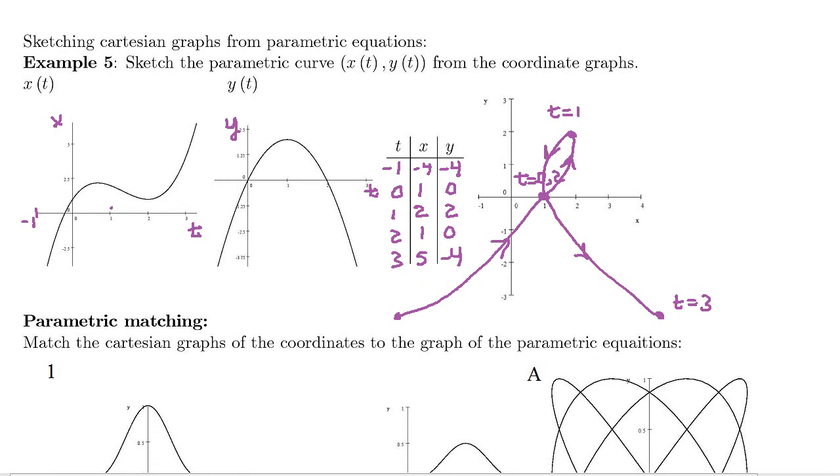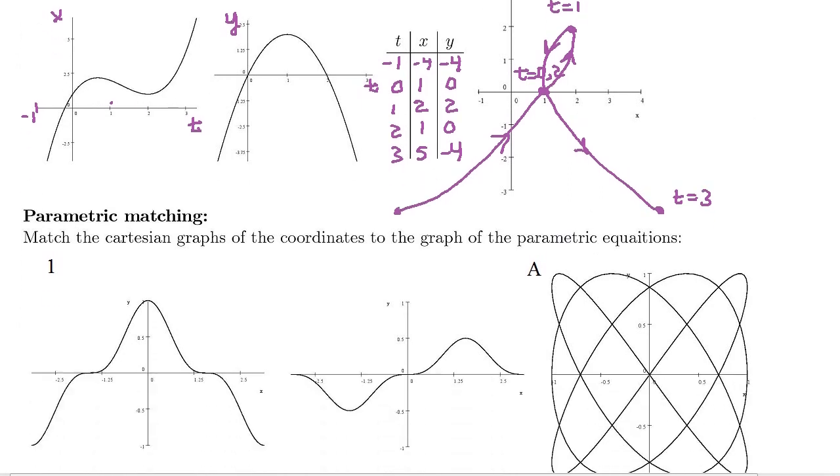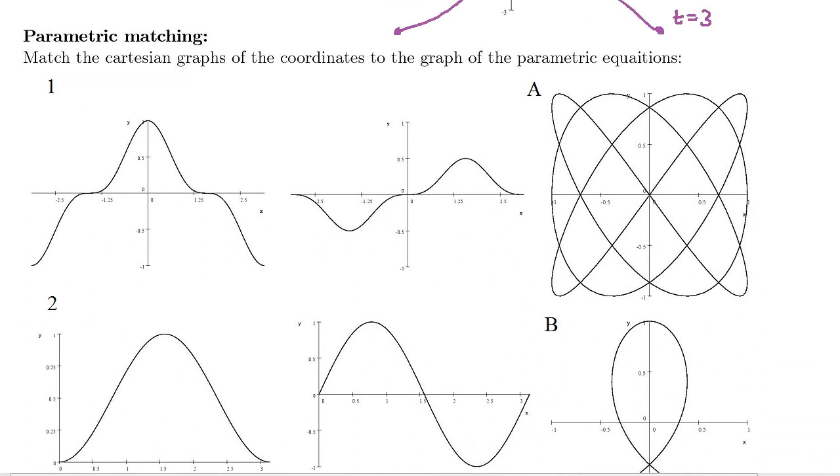So now the actual problem in your homework is a matching problem. So let's take a look at a matching. So here the numbers belong to the x of t and y of t graph. So this column is your x coordinate, and this column is your y coordinate, and then the parametric graph is over here. So this is your x of t comma y of t. And we want to match those up. So we can do a little bit of this by process of elimination.